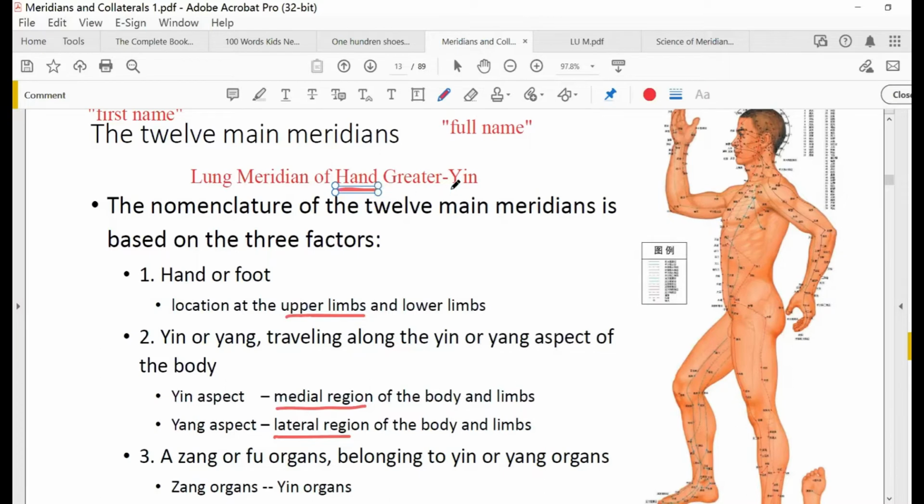And the lung meridian of hand greater yin. So just guess which region the lung meridian will go. That's the medial region, right? It will go to the medial region of the body or the limbs. So that's why it's called a yin meridian.